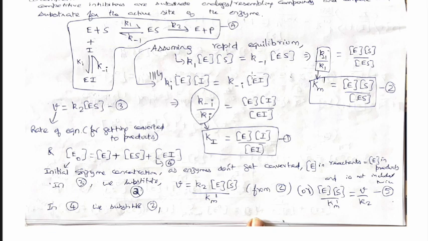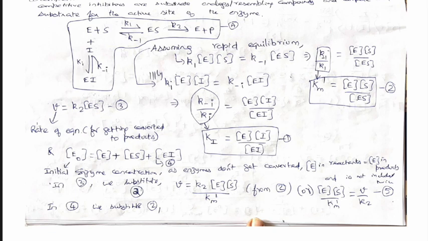In rapid equilibrium, the forward reaction rate is equal to the reverse reaction rate. So K1 into E into S equals K minus 1 into ES. So K minus 1 by K1 equals E into S by ES. Here we write K minus 1 by K1 as Km dash, or Km prime, equal to E into S by ES. The prime denotes that it is a rapid equilibrium.